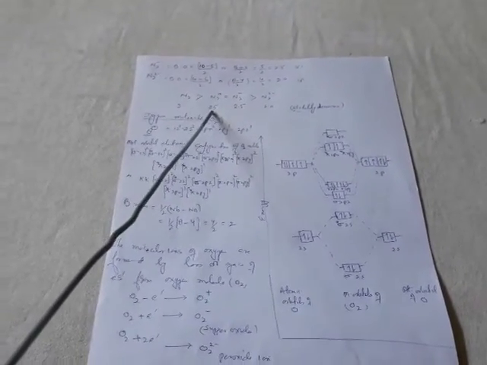Now you can see the stability decreases: the N2 molecule is more stable than N2 plus, which is equal to N2 minus. These two are equally stable because they have a bond order of 2.5.